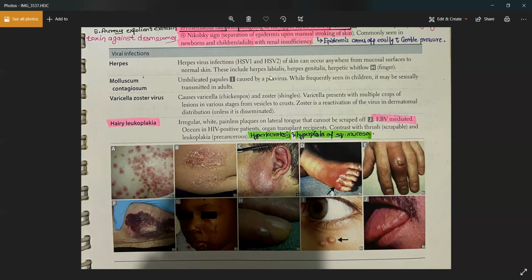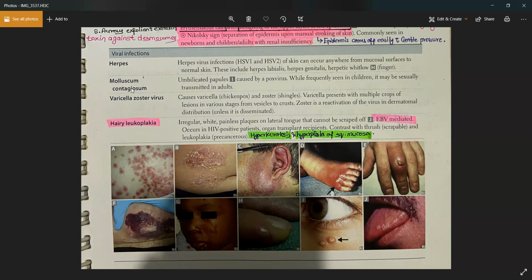You will get the herpes labialis, which is a vesicular rash on the lips. You will get the herpes genitalis, which is a vesicular rash on the genitals. You will get the herpetic whitlow, which is found on the finger of the patient. As you can see, this is the herpetic whitlow. You will find it on the fingers.